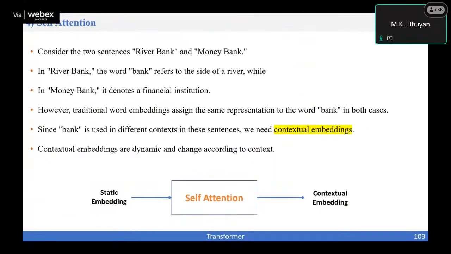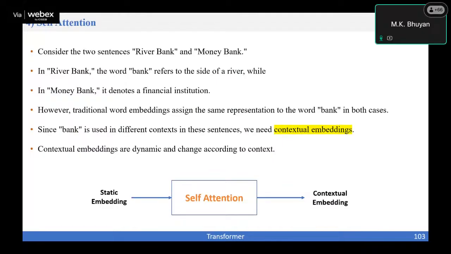So you can see here, I am giving one example. Consider two sentences: river bank and money bank. In river bank, the word bank refers to the side of the river. In money bank, bank is nothing but the financial institution. But in traditional word embedding, it's the same meaning, the same representation. So that is why we have to consider the contextual embedding.